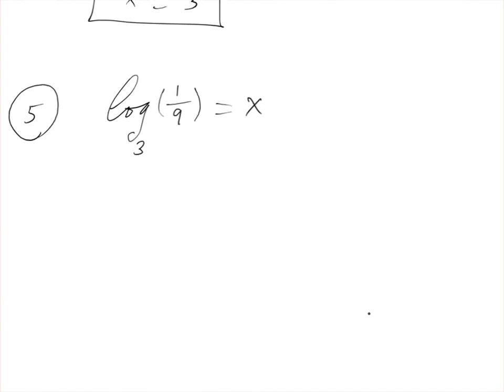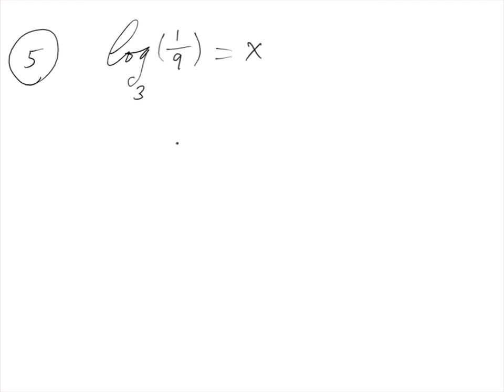Here's another example. We have log of 1/9 in base 3 equals x, and we're finding x. So again, we can solve this by changing to the corresponding exponential form. The base is 3, the exponent is x, the exponent is the output of the log, and that should equal the input of the log. So the output of the exponential function should match the input of the log function. The output of the log function should match the input of the exponential function.